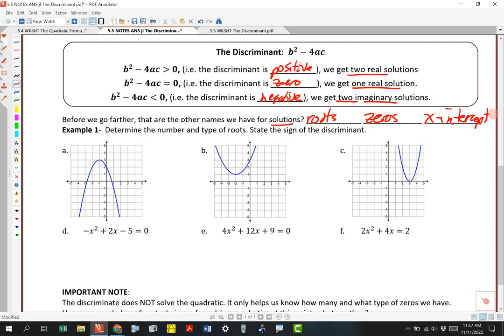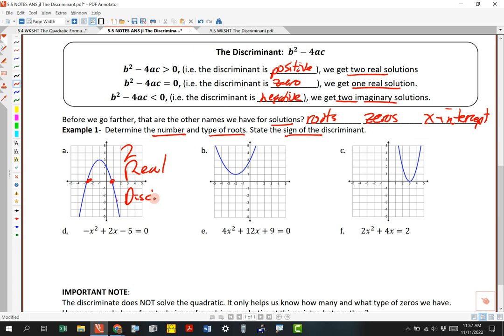So on this one, it happens to say this. Now, I think yours might be slightly different, but we're going to make sure that we do this. We're going to determine the number and type of roots, and we're going to state the sign of the discriminant. At the very least, that's what we're going to do. So if we've got a graph, it's a piece of cake. Well, there are two real ones. I can look at them right here, right there, and right there. They happen to be ugly numbers. I don't care. They're two real ones.